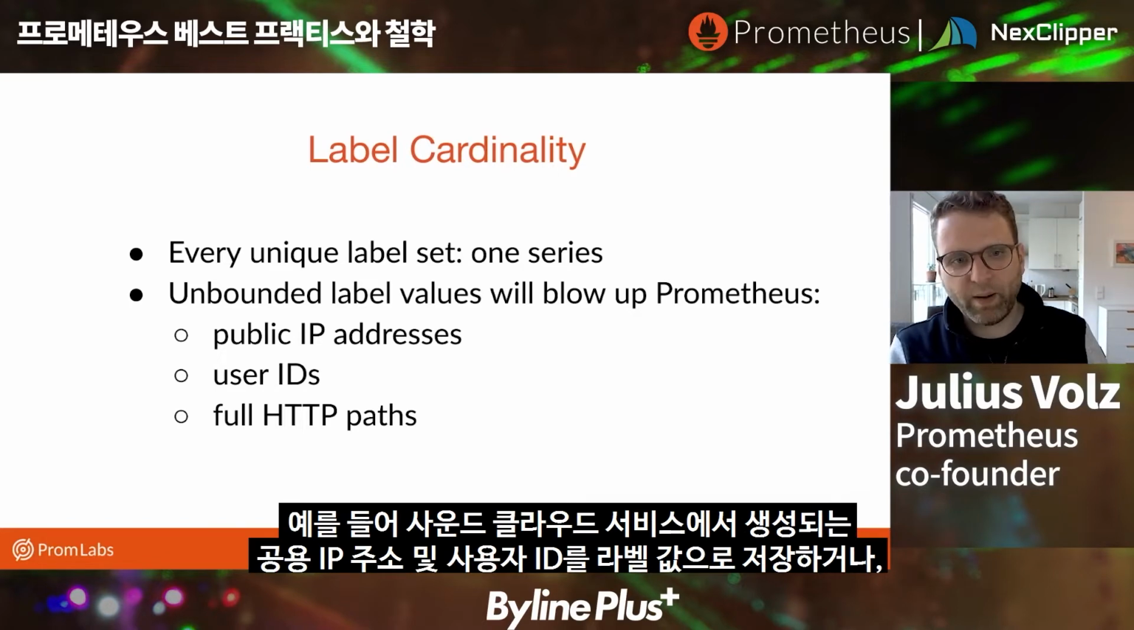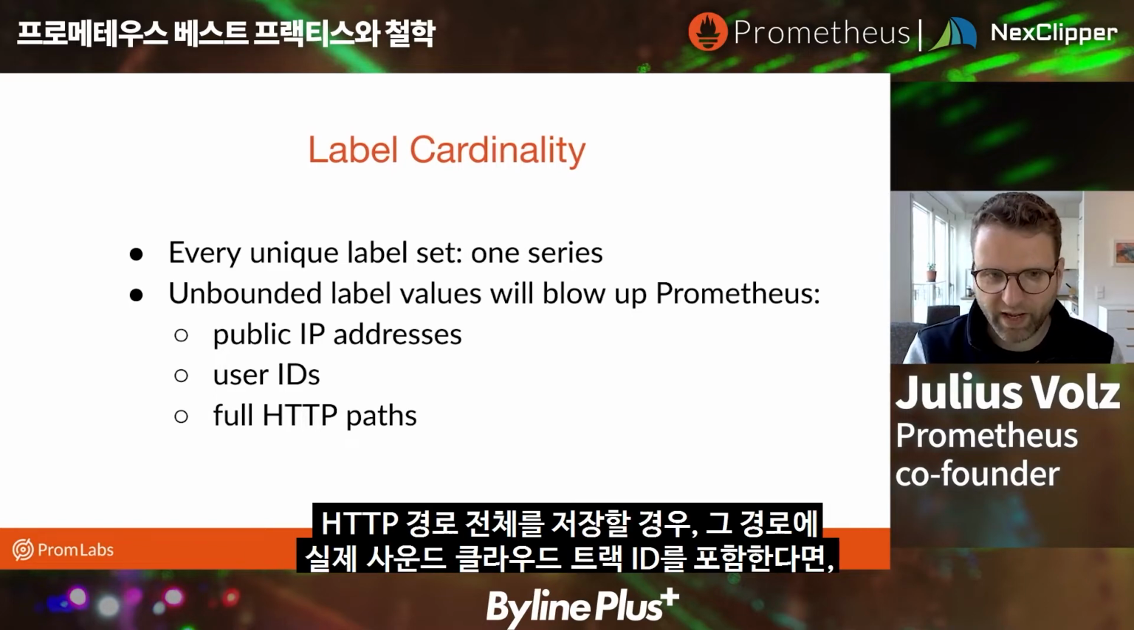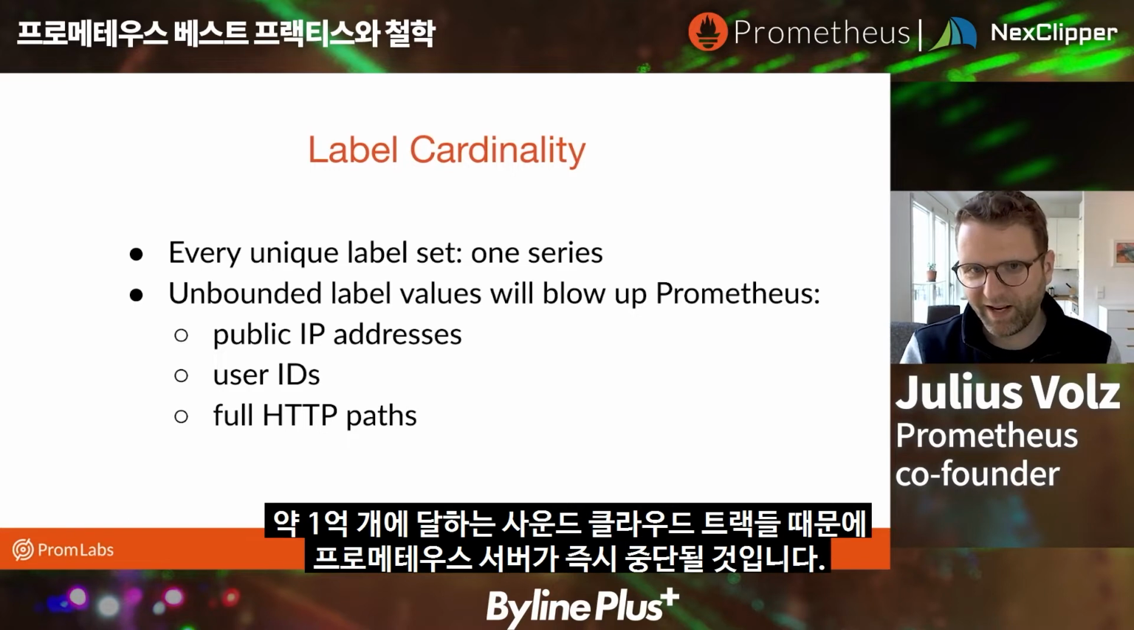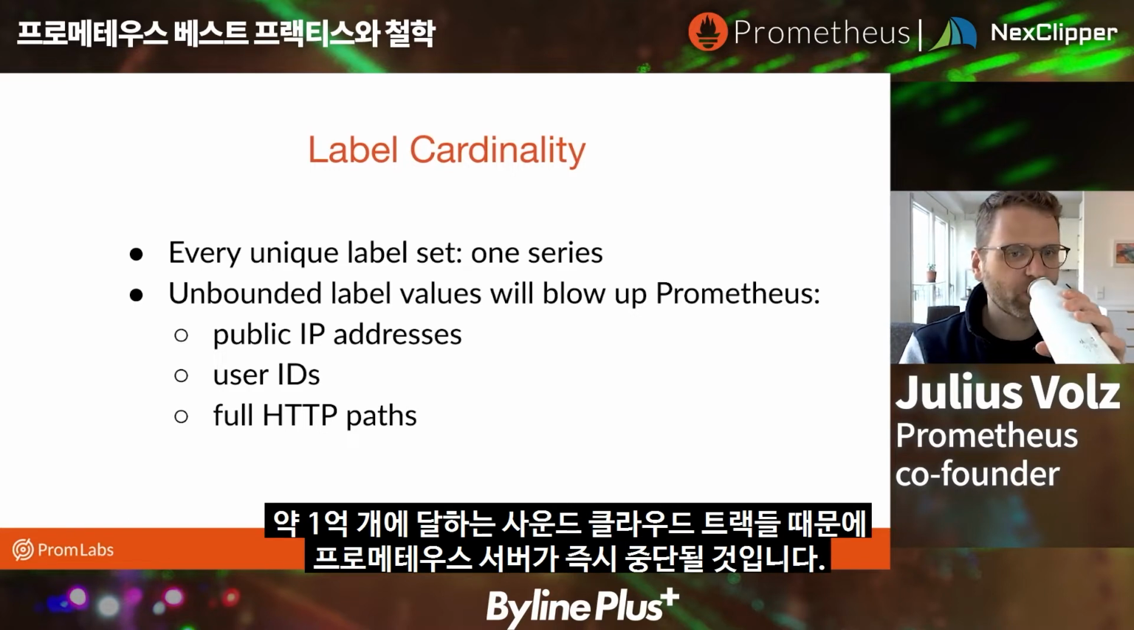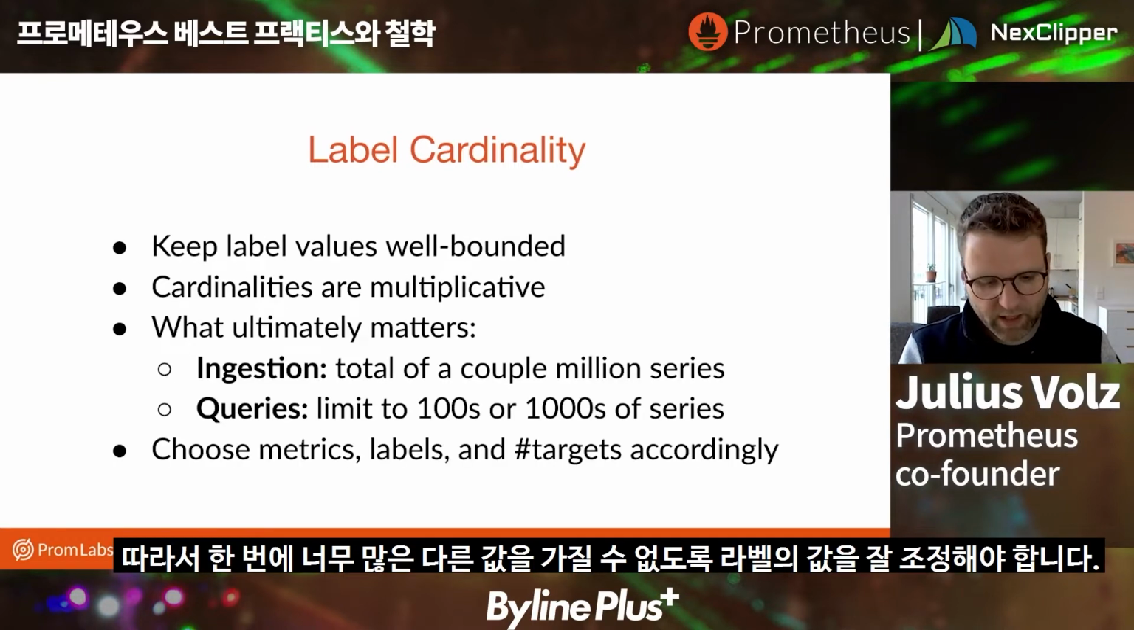So if you put public IP addresses in a label value or user IDs, or at SoundCloud, for example, someone put full HTTP paths in there, and the HTTP paths actually contained a SoundCloud track ID, and there were millions, like 100 million SoundCloud tracks. So this immediately blew up the Prometheus server. So keep the values of your labels well bounded in such a way that they cannot have too many different values at a given time.